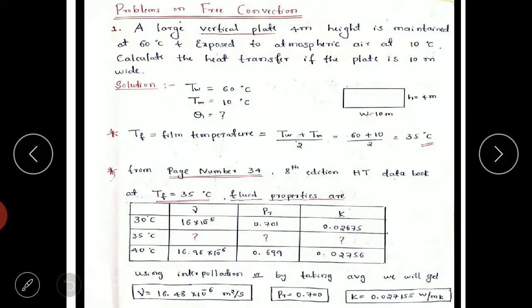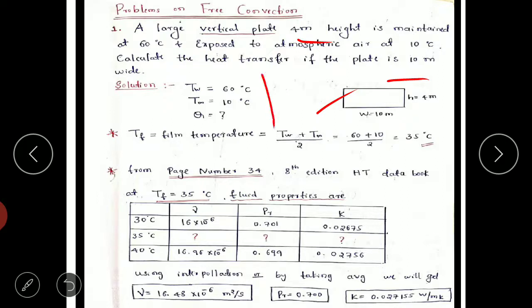Moving on to the problem, we have to read the problem statement very carefully. A large vertical plate. Here vertical plate means it is a problem on vertical surfaces, so the height of the plate will be the characteristic length. It is mentioned here that the 4 meter height plate is maintained at 60 degrees Celsius and exposed to atmospheric air at 10 degrees Celsius. Calculate the heat transfer if the plate is 10 meter wide. If you read the problem carefully, the characteristic length is 4 meter, which is the height of the plate. The geometry is like this.